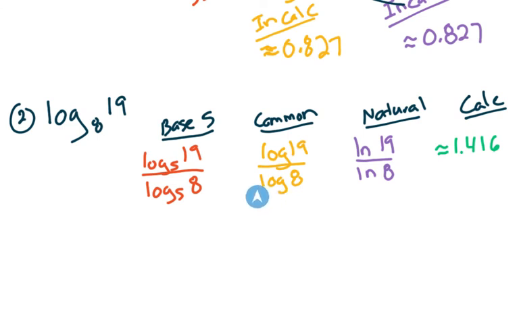Our common logarithm would be log base 10, which is just log of 19 over log of 8. And our natural log would be log base e of 19, which is ln of 19 over ln of 8. I could stick either of these last two in the calculator and be able to calculate these here.